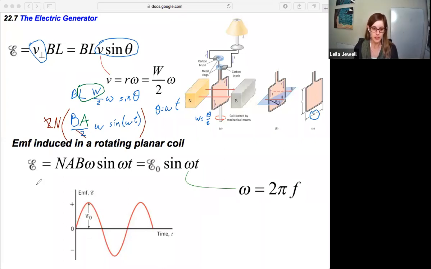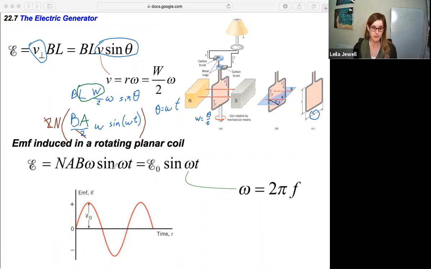And what we're left with is that the EMF is equal to the number of turns times the area of the loop, which we derived for a rectangular loop, but it could be a circular one. The exact shape doesn't matter. Times the strength of the magnetic field, times the angular speed of that turning, times sine of the angular speed times time.